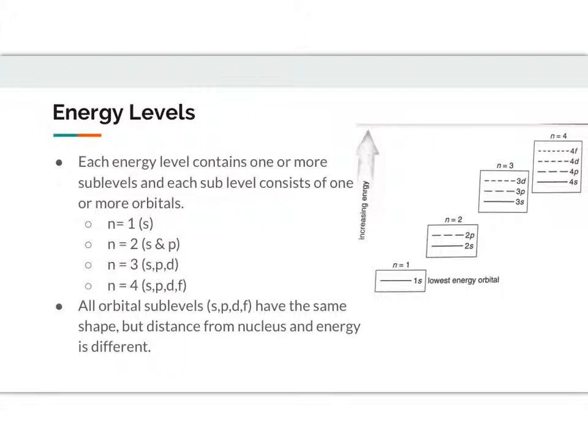All S orbitals will have the same shape, the sphere shape, whether it's in the first, second, third, fourth, or fifth energy level. However, the energy of the electrons is different, so the size of the orbital is different. So a 1s orbital will be sphere shaped, and so will a 2s, but a 2s orbital will be larger than a 1s. The electrons in the 2s orbital have more energy and can be farther away from the nucleus.